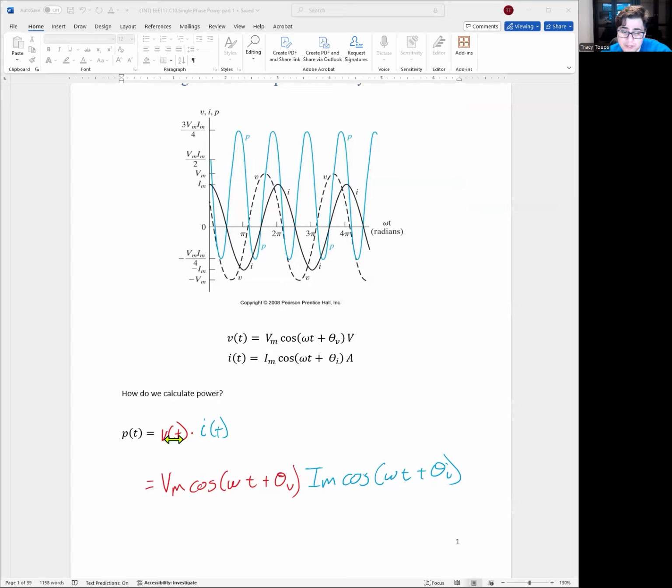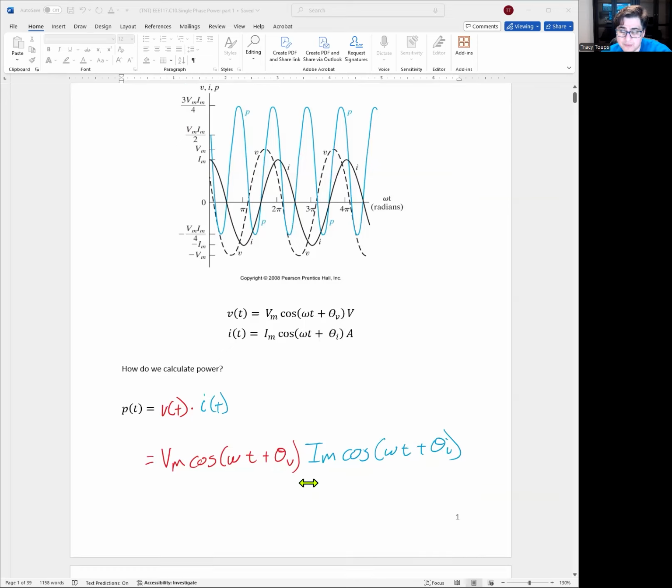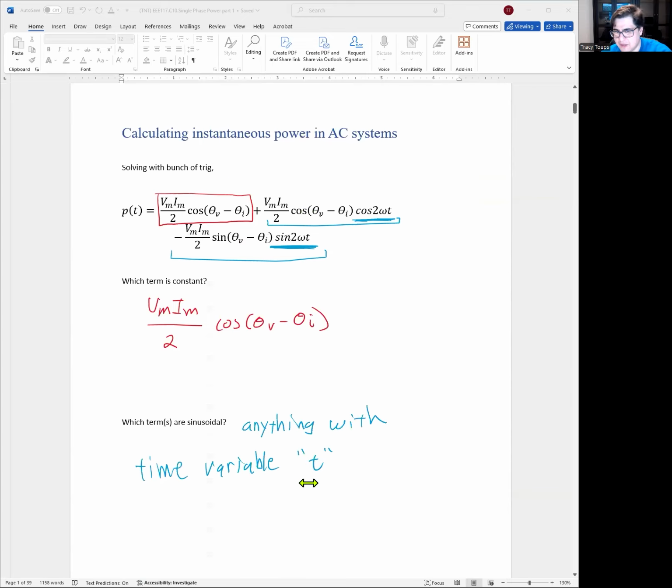If we directly multiply these two, as per mathematics, you have Vm cosine of omega t plus theta V, times Im cosine of omega t plus theta I. This doesn't help us yet. We have to combine these cosines together with some trig functions. This isn't a math class, so I'm not going to go into details. The textbook has it if you really want to dive into it. But at the end of the day, instantaneous power is equal to Vm Im divided by 2 cosine of theta V minus theta I, plus a bunch of other stuff.